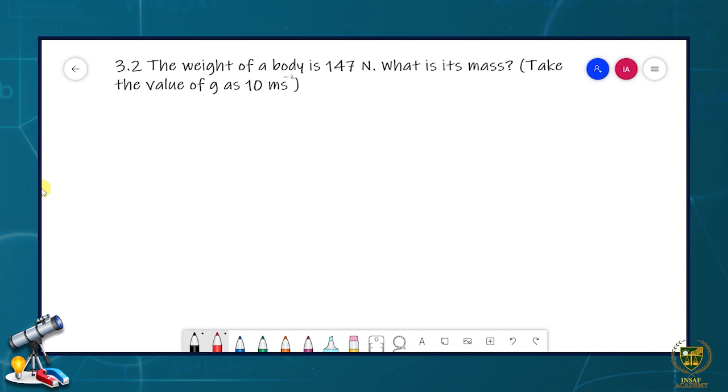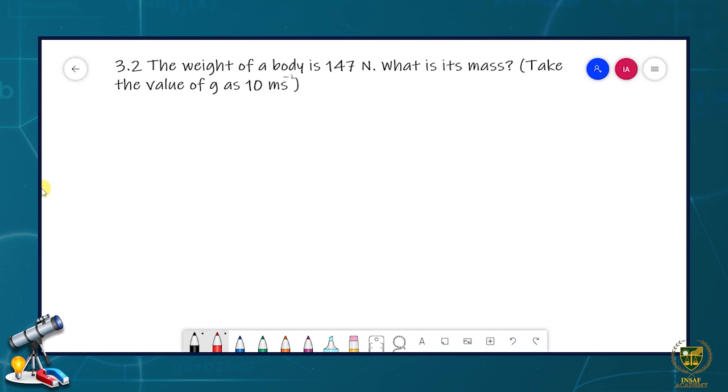So what is its mass? Take the value of g as 10 मीटर पर सेकेंड स्क्वायर. सो एक बॉडी का वेट है 147 न्यूटन, तो उस बॉडी का मास क्या होगा अगर g की वैल्यू हो 10 मीटर पर सेकेंड स्क्वायर?